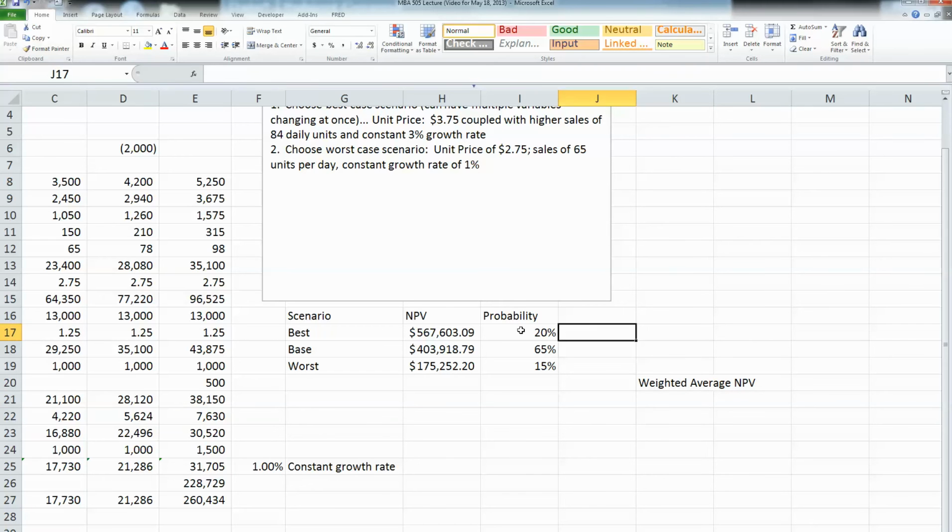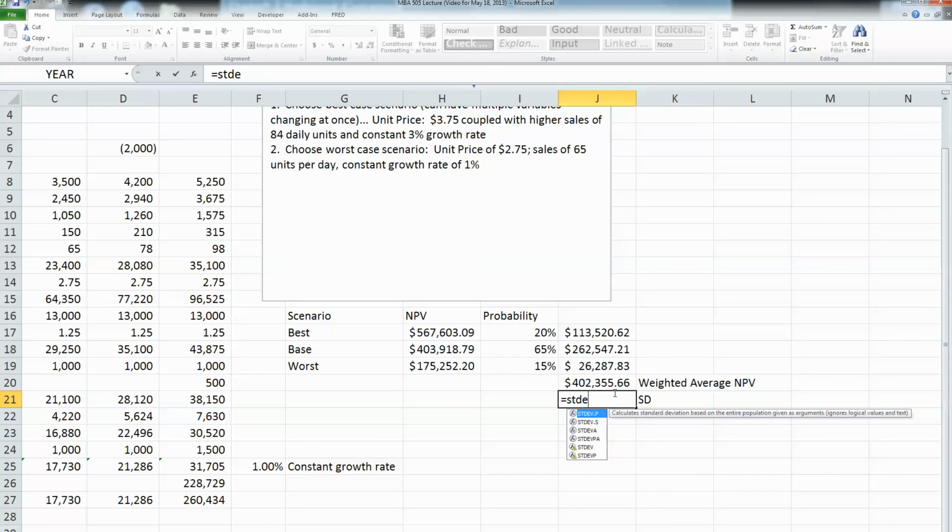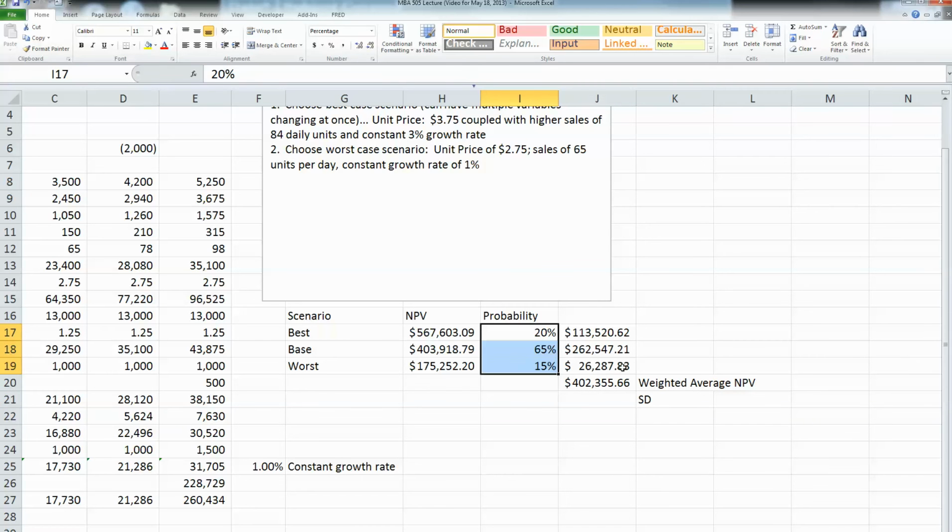By multiplying the probability times the expected NPV of that scenario, and then sum all of them here. So there is the overall expected net present value. And I can do a standard deviation as well. So I can just use the built-in standard deviation. Actually, no, I can't. I can't use the built-in standard deviation function because these probabilities have different weights.